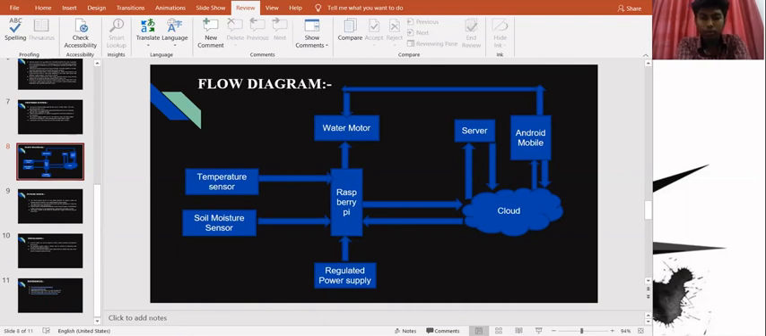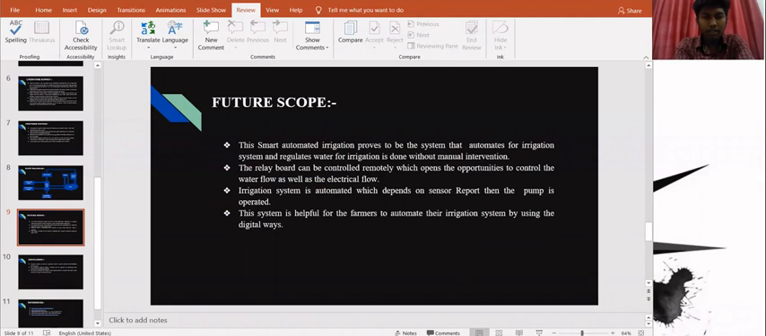And now moving on to the future scope. In the future scope, as we can see, this smart automated irrigation proves to be a system that automates irrigation and regulates the water for irrigation without manual intervention. The system is automated, which depends on the sensor report. Then the pump is operated. As we can see, this system operates by considering all the aspects like temperature, pH value, light, etc. for the proper growth of the plant. The last point, this system also helps the farmer to automate their irrigation system by using digital ways. So moving on to the conclusion part.